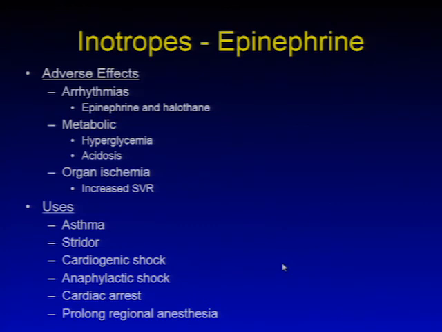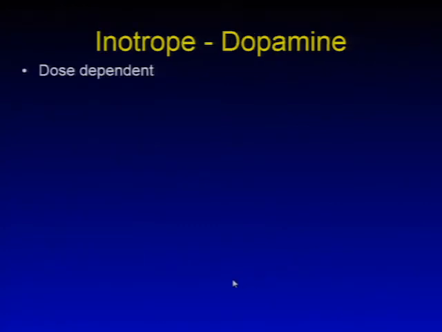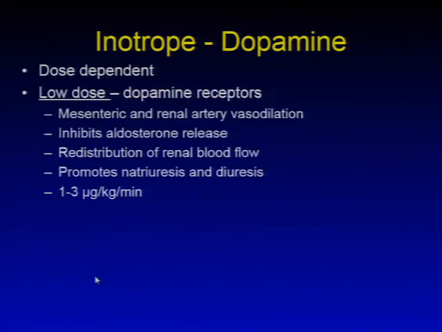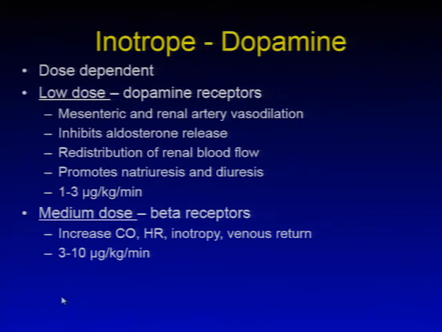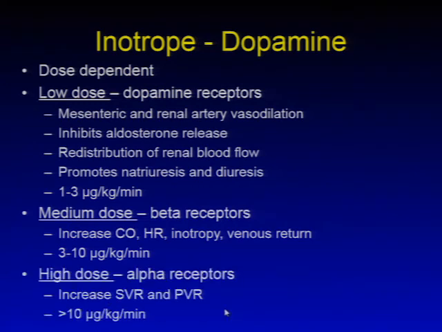Okay. And there are various other inotropic agents, such as dopamine, which is a dose-dependent inotrope. Low-dose dopamine affects receptors throughout the body, and with increasing doses of dopamine, you affect beta receptors as well as alpha receptors. At the highest doses, with alpha receptor activation, there's an increase in SVR as well as PVR. But these are high doses, typically in excess of 10 mcg/kg/min.